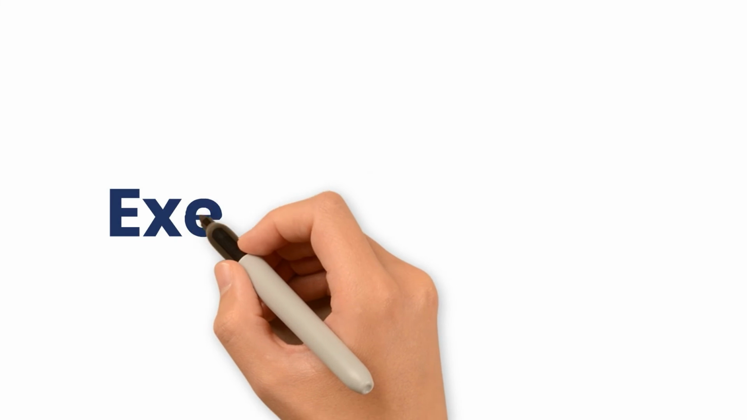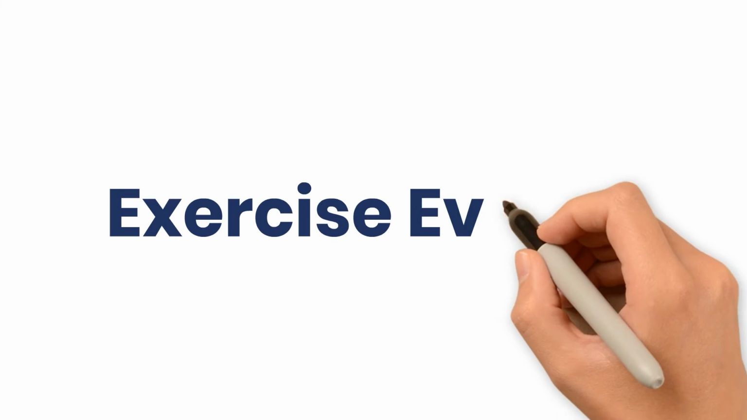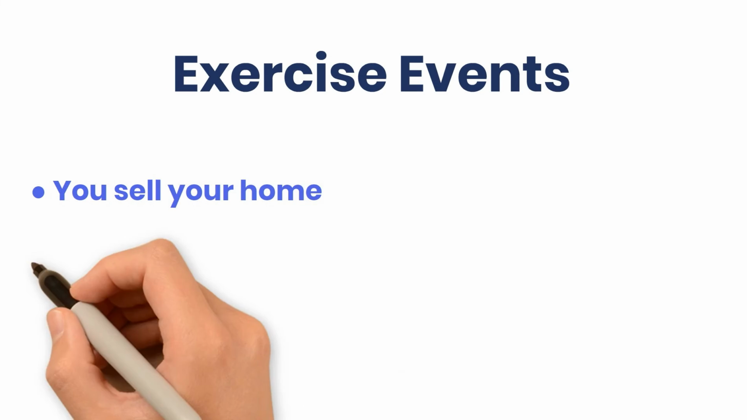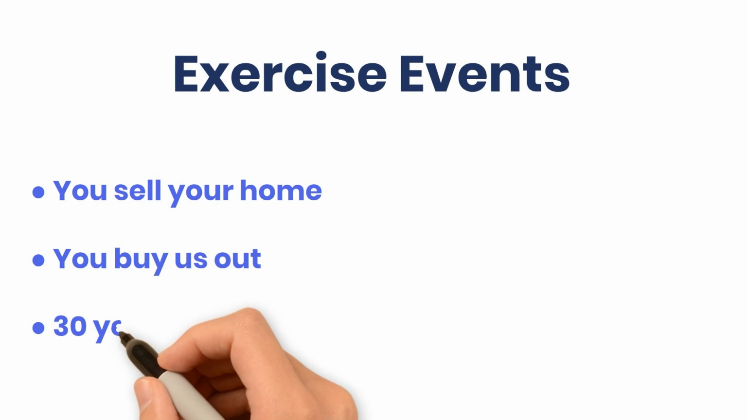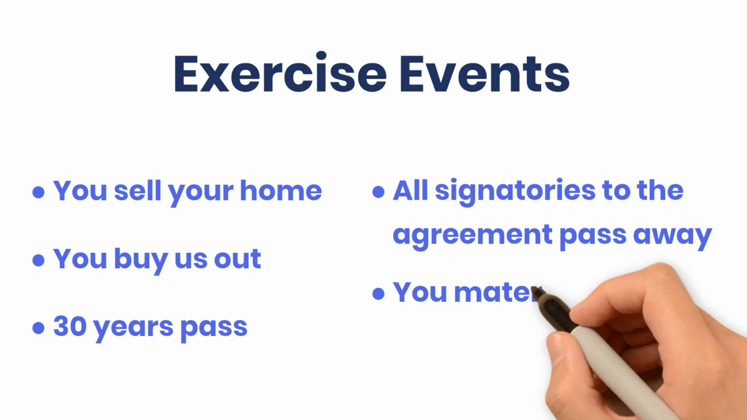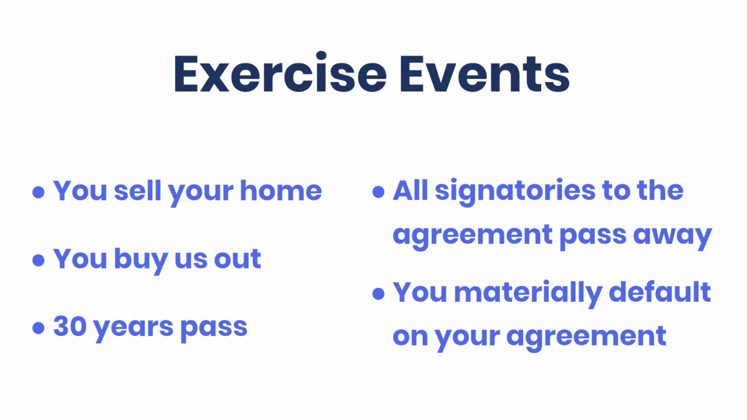Overall, we only have the right to exercise our option and receive our percentage of your property's value at certain agreed-upon times, like you selling your home, once 30 years pass, or less pleasant things, like when the last homeowner passes away or there's a material default.